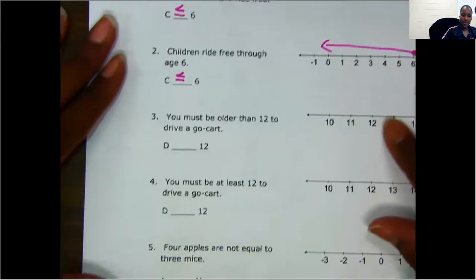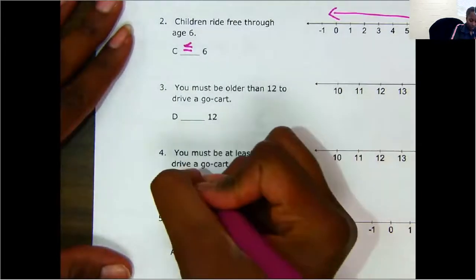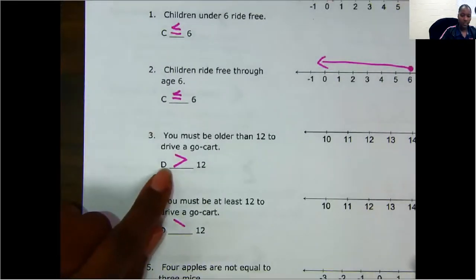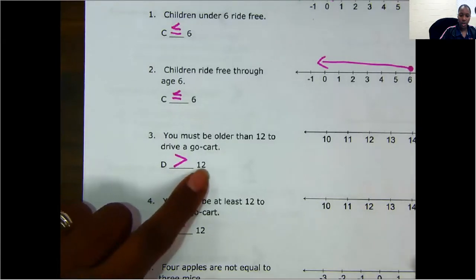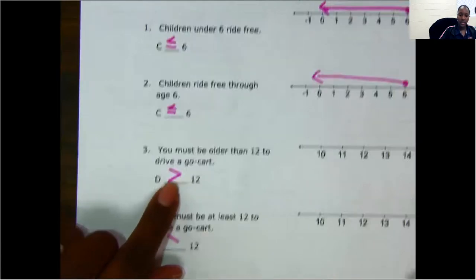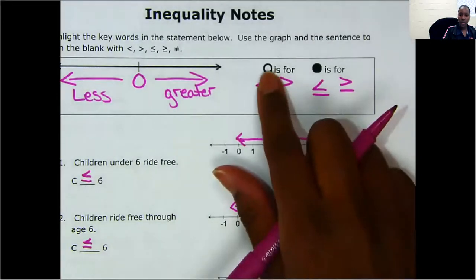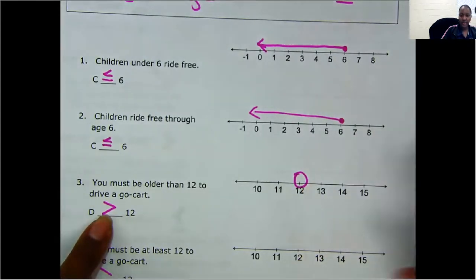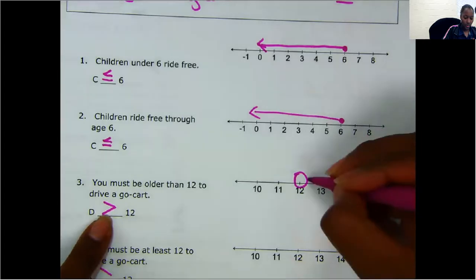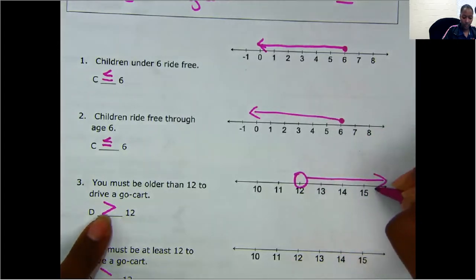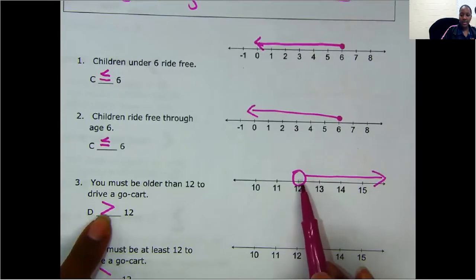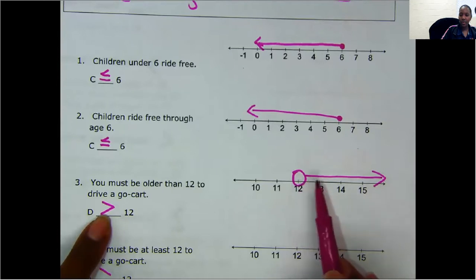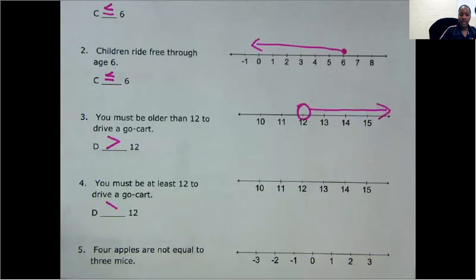And we know if I'm greater than 12, my mouth is going to face it, right? So to drive the go-kart, I have to be greater than 12. Because I use this inequality symbol, I need to use an open circle. Open circle means that number is not included in the answer. So greater than means I'm going to the right. So I have to be greater than 12 to ride the ride. I can't be 12, I have to be greater than. All right, let's look at this one.